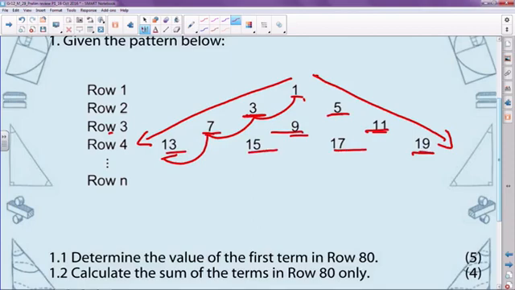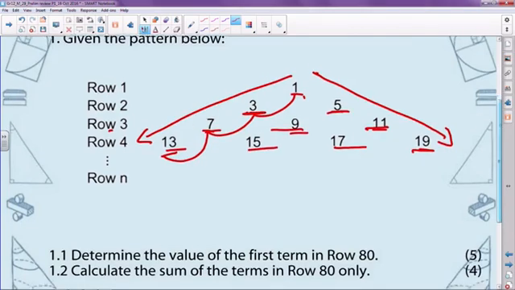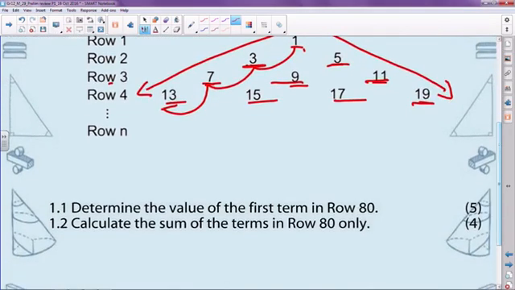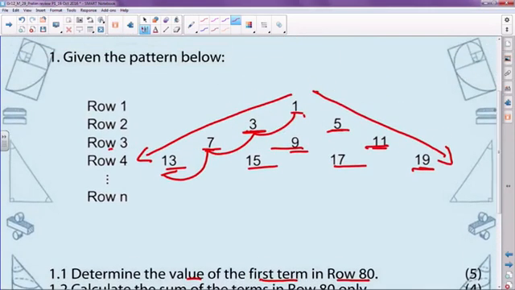Okay, so there's several questions that they could ask you in this specific question. But what they've decided to do is to say determine the value of the first term in row 80. So they're talking about, so we're going now diagonally from the top all the way towards the left up until row 80. And they want to know what's the number that's sitting as term 1. So what's the number in the first position there? So what is the value of A in row 80?